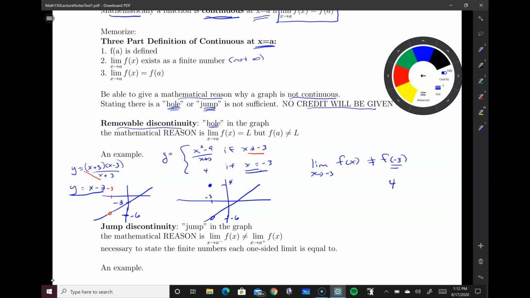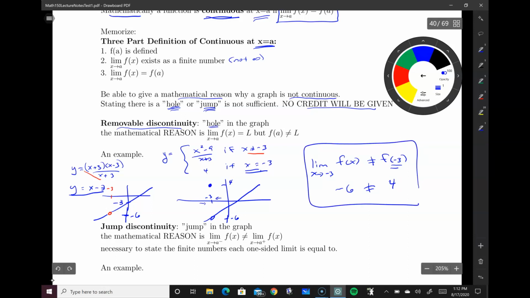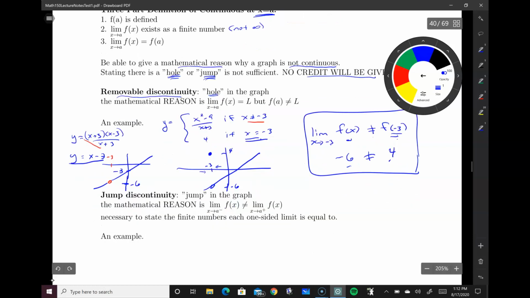And when I take the limit as x goes to negative 3 on this function, going from both directions, I get the y value of negative 6. Those are not equal to each other. So you need to say all of this. This is necessary: say this is not equal to this. Tell me what this is equal to. Tell me what this is equal to. So this is the mathematical reason to say this is not continuous.